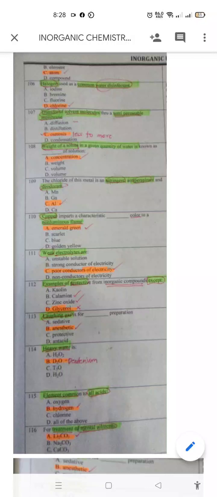Let's continue with number 106. The halogen used as a common water disinfectant is letter D, chlorine.